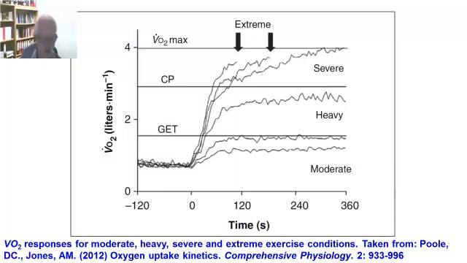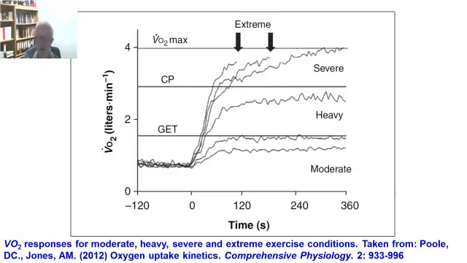And again, notice what they've done is they're showing you resting conditions, that's minus 120 to 0, so that's 2 minutes of rest. And then in all the conditions, which are represented by the squiggly lines representing the breath-by-breath data, a square wave transition has been applied in terms of the exercise intensity. But what they're able to show you quite neatly is that there are in fact 3 exercise domains.